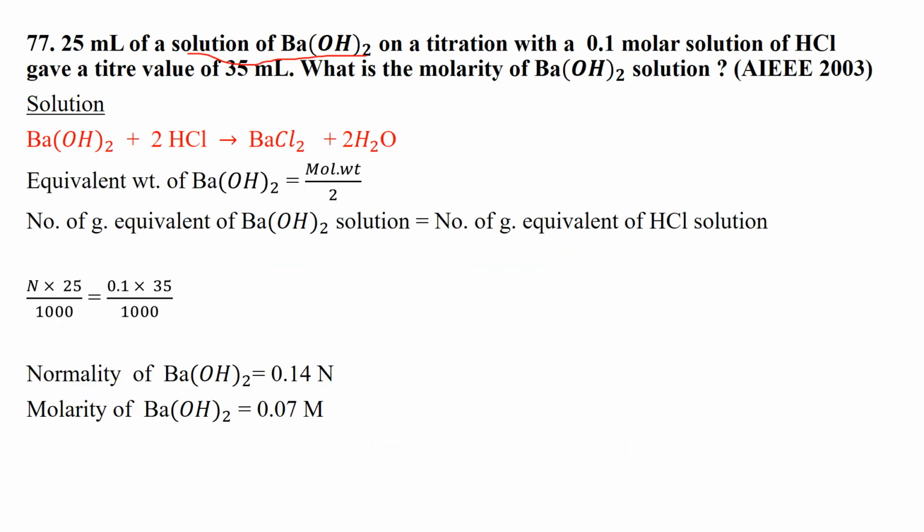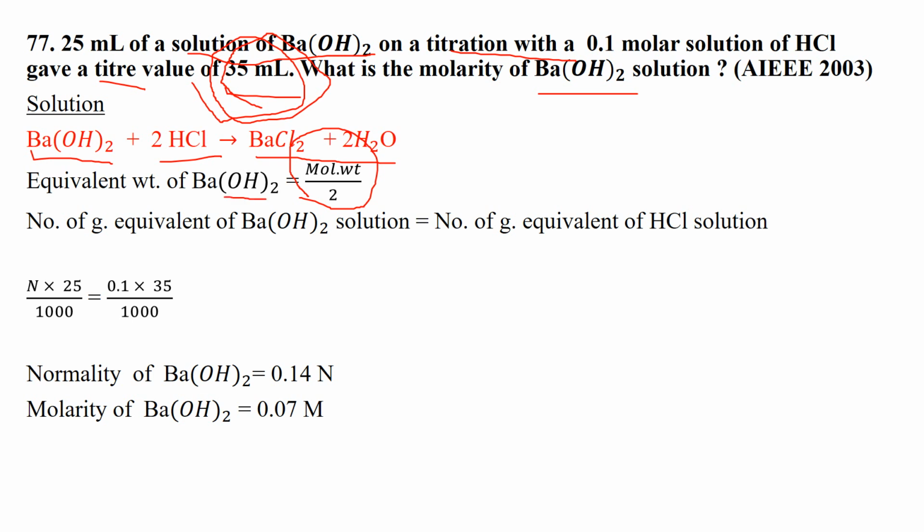25 ml of a solution of barium hydroxide on titration with 0.1 molar HCl gave a titer value of 35 ml. What is the molarity of barium hydroxide? Titer value means the HCl solution, which is kept in what? Conical flask. The solution which is kept in the conical flask is known as titer. Then barium hydroxide plus 2HCl gives BaCl2 plus 2H2O. Then the equivalent weight of barium hydroxide is molecular weight by 2 because the number of replaceable OH minus is 2. The number of replaceable OH minus is also known as acidity. So in case of barium hydroxide, what is the value of acidity? It is 2. So molecular weight by 2.